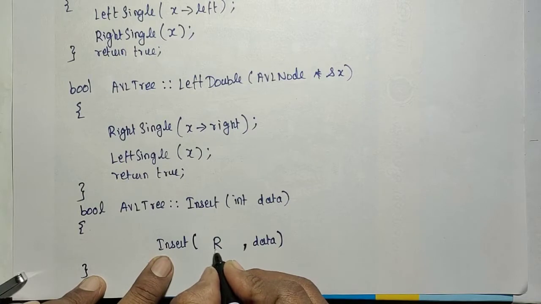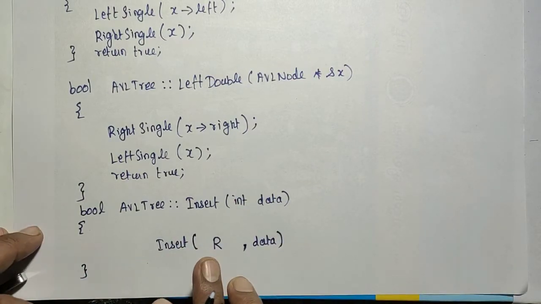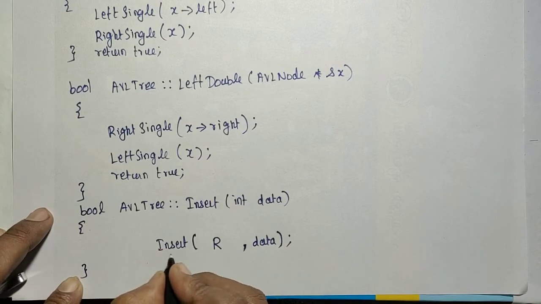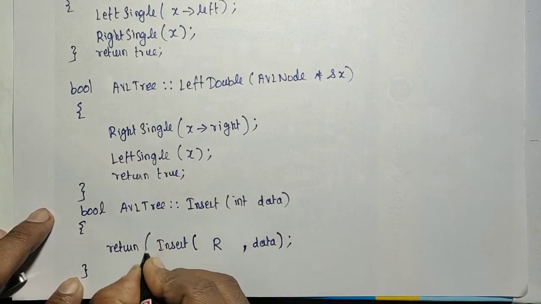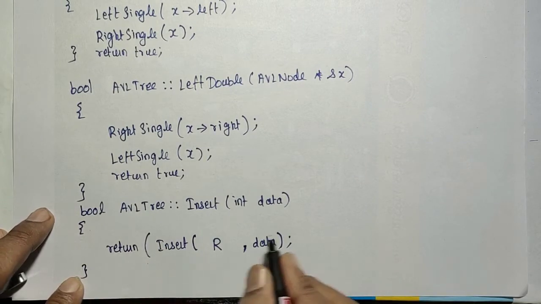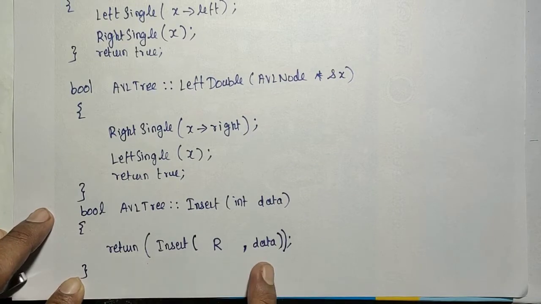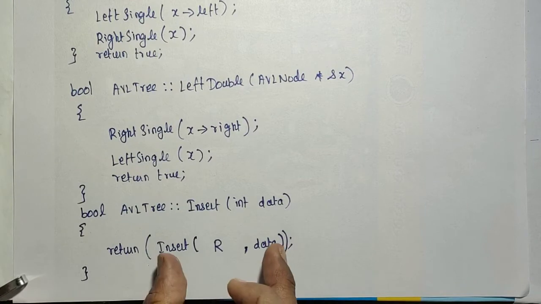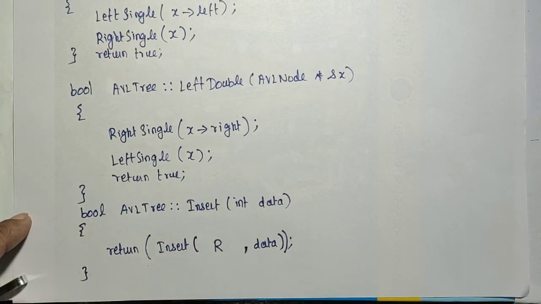Actually here the subtree is that tree itself. That is that r. Okay, so AVL node r comma that data, like that I have to pass. And here that will return something, correct? That have to be returned from here. So whether true or false will be returned from this function, that have to be returned from here. So return insert of r comma data. So that is the code for insert. Now I need to discuss this insert function, the data, how it is going to be inserted on this r.